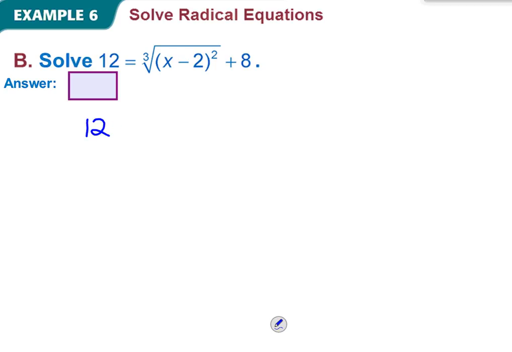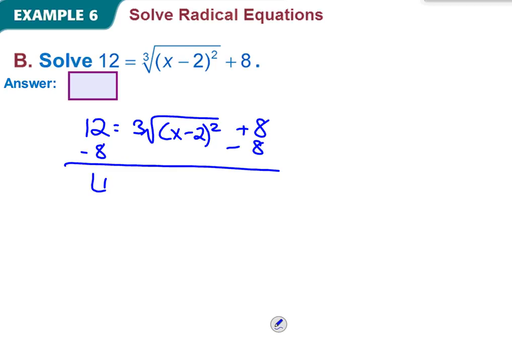So 12 equals the cube root of, in parentheses, x minus 2 squared plus 8. Our first job is to get one side of the equal sign with the radical alone, if we can do that. And so in this case, we'll subtract 8. And then we get 4 equals the cube root of, parentheses, x minus 2, in parentheses squared.